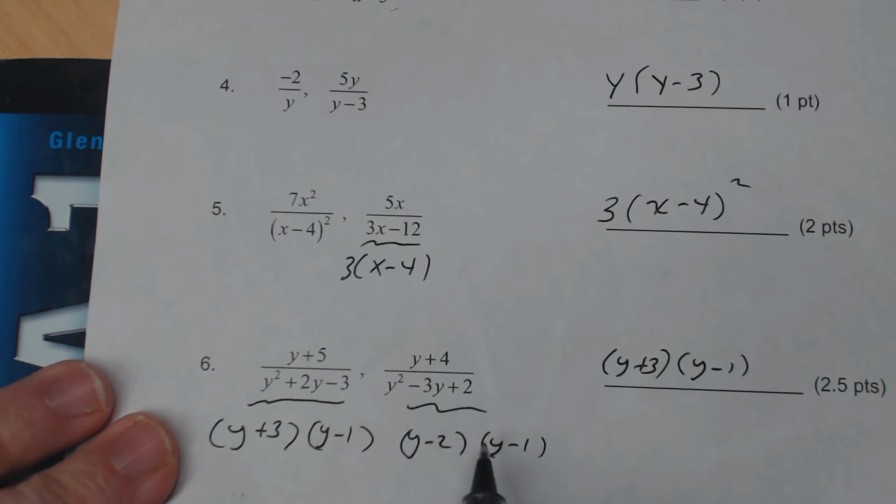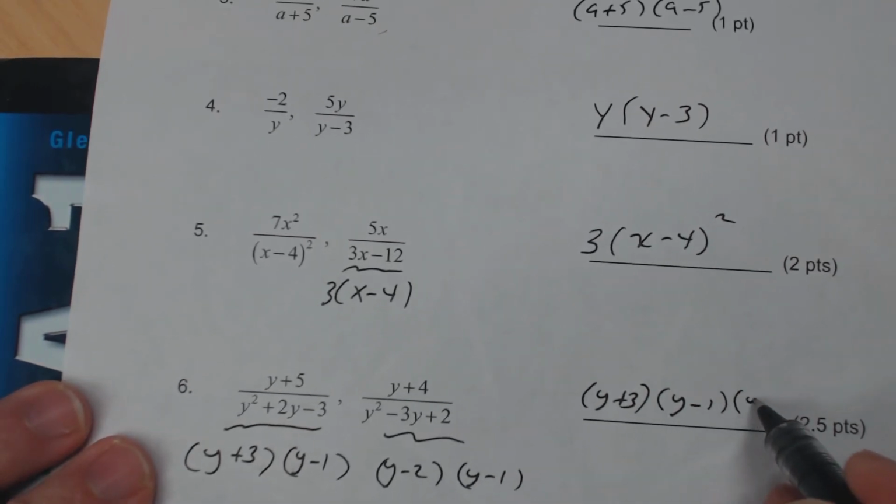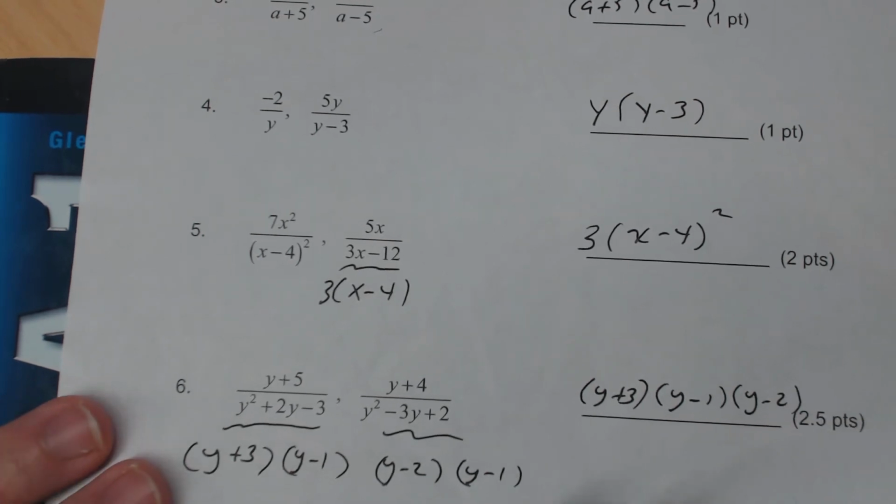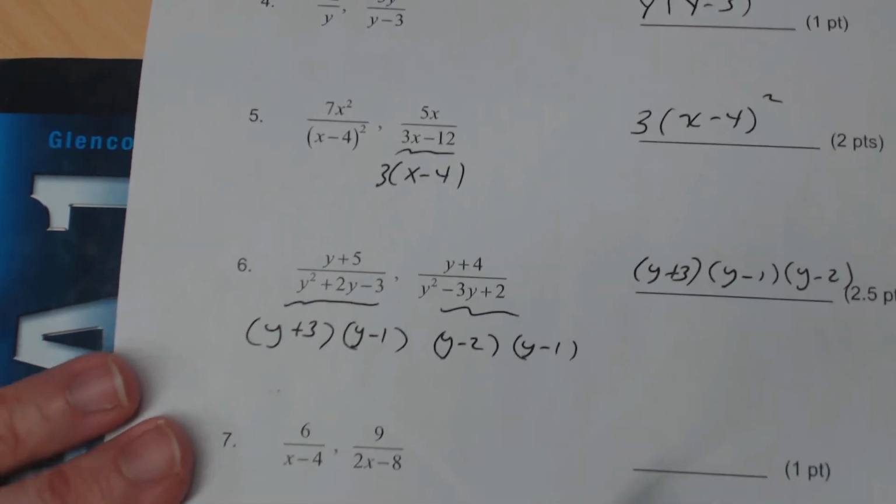The next factor you see is a y minus 2. There's only one factor here, none here. So I'm just going to use 1. So this is the LCD. The LCD included 3 factors: y plus 3 times y minus 1 times y minus 2.